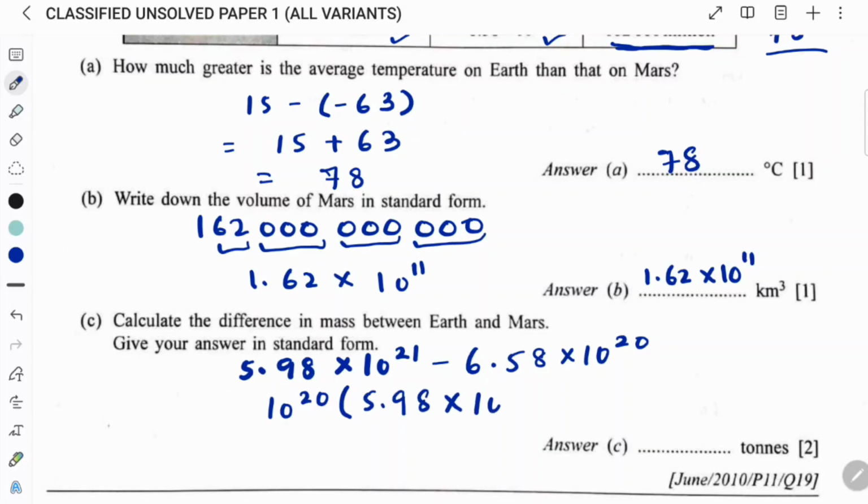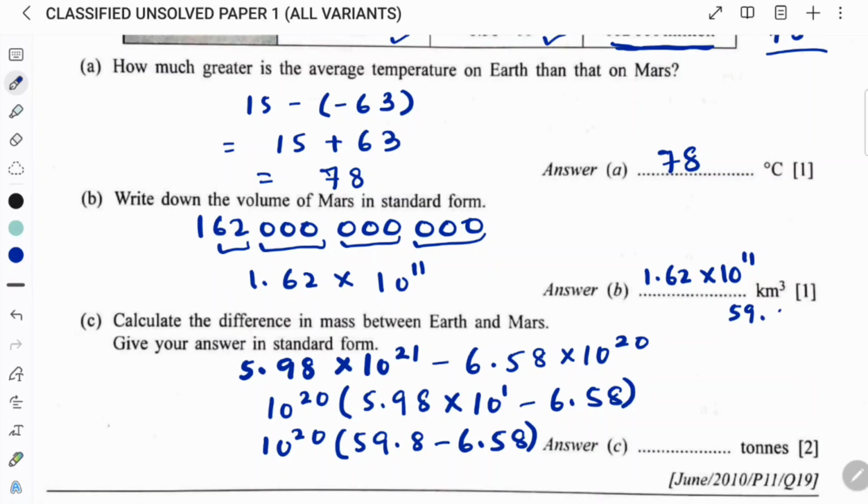So 5.98 times 10 with 1 power left, minus 6.58. Okay. So 10 to the power 20 as it is. So multiply first. That will become 59.8 minus 6.58. So we are going to subtract the numbers. So this is 59.8 and 6.58. Remember, I've already explained decimal addition, subtraction, multiplication, division.